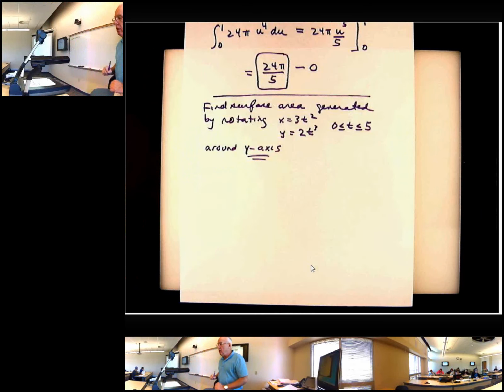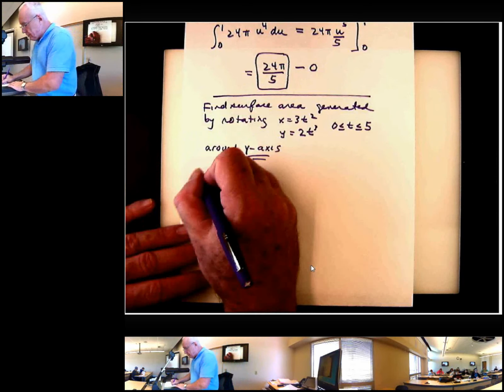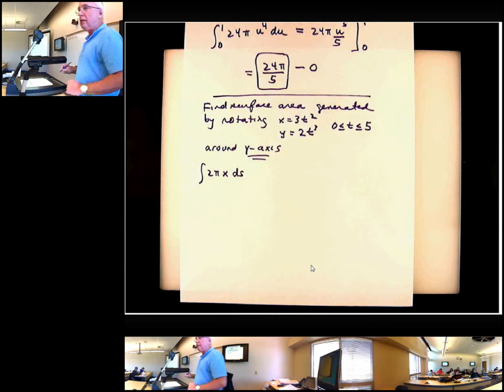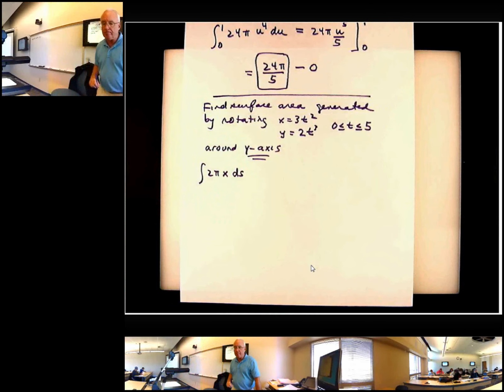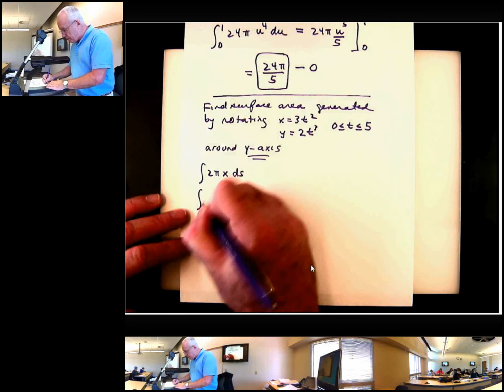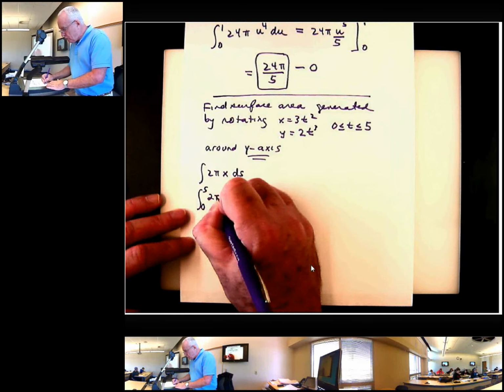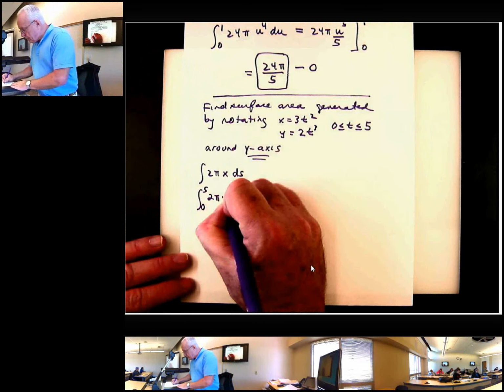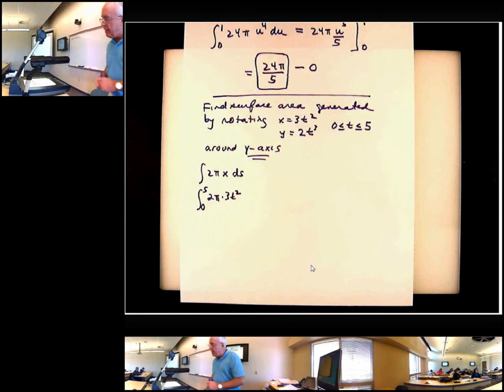Okay. So our general formula then is going to be 2 pi x ds, because we're rotating around the y. All right, so let's rewrite this then. Our limits are going to be from 0 to 5, 2 times pi. Let's write in the x here. That's 3t squared for the x.